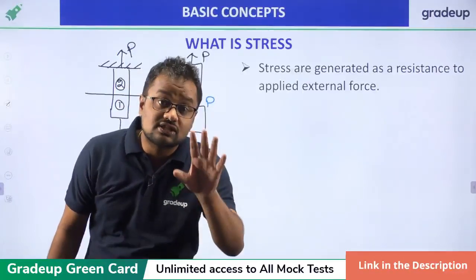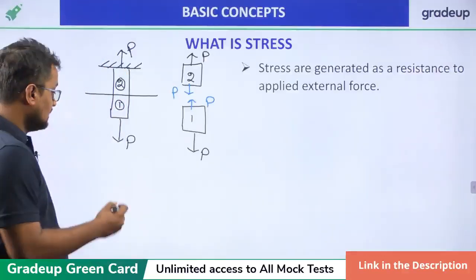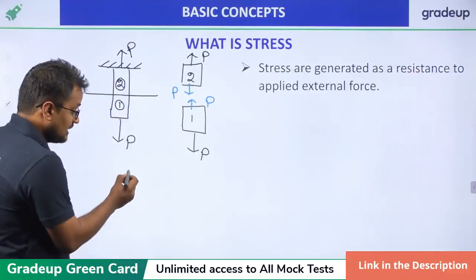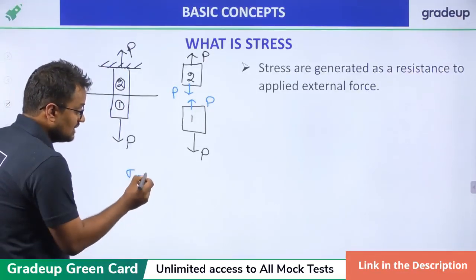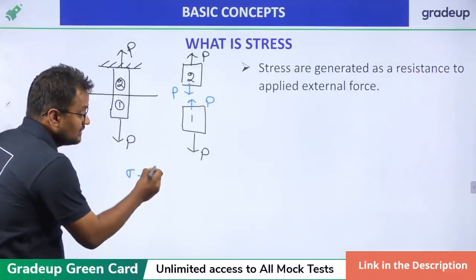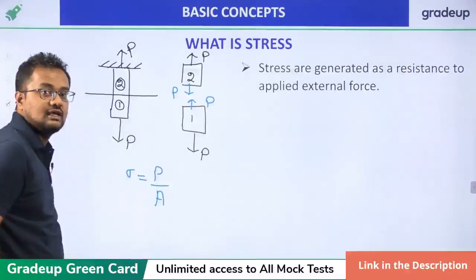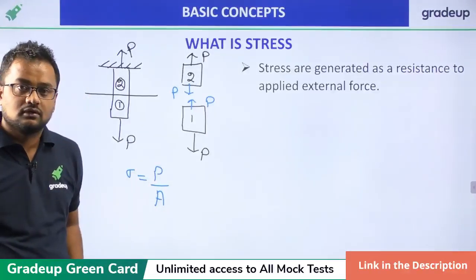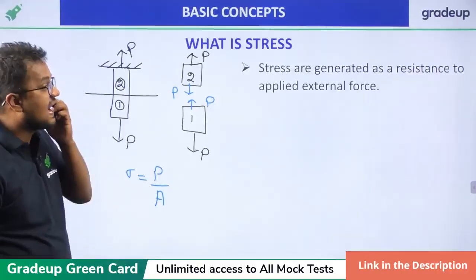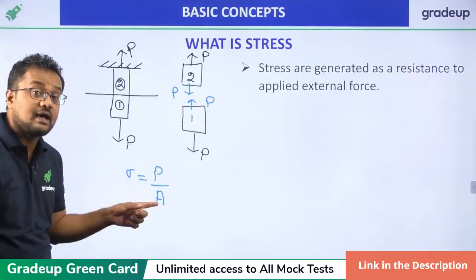Now, what is stress that I am going to tell you? That is the first chapter. We denote the stress by the Greek letter sigma. And this stress is force per unit area. This is P by A, where A is the area of cross section. This is stress. Stress is internal force by area.